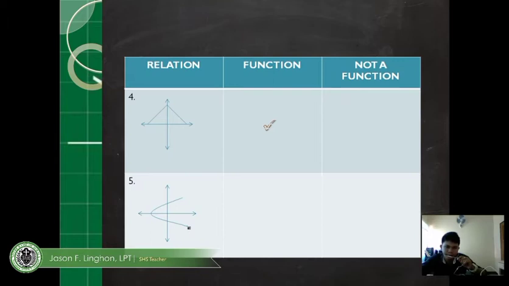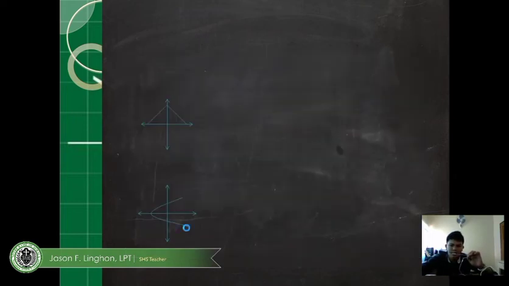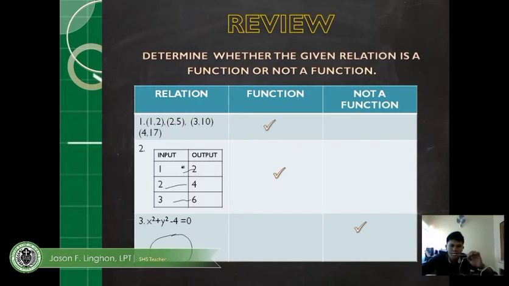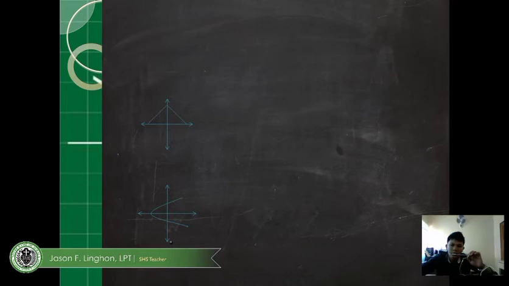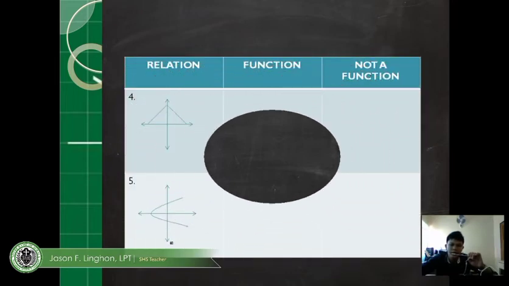Next, this graph, an inverted V. This is a function. Number 5, a U facing to the right. That is not a function. Here we will know why this graph is a function or not a function. This equation, here, this equation. So we will understand what really is a function.